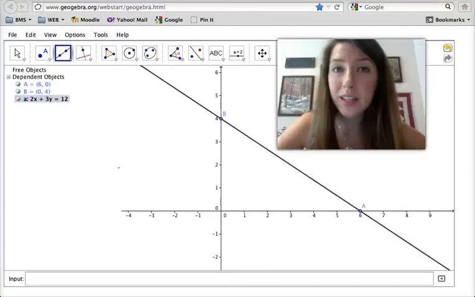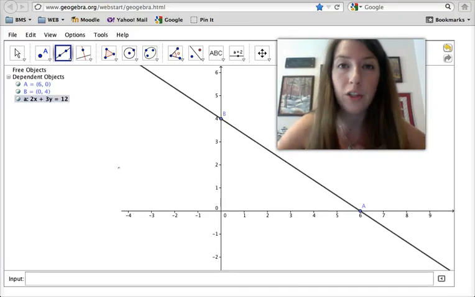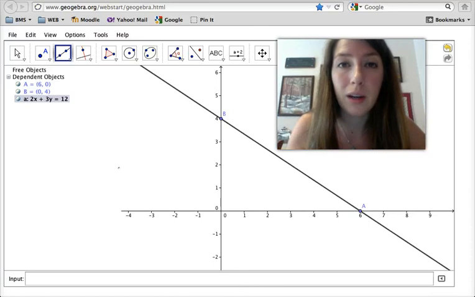Okay, so as you can see here, when I graph the intercepts 6, 0, and 0, 4, and then draw the line between them, I have the line for the equation that I was given.